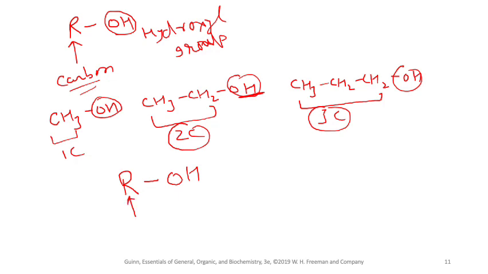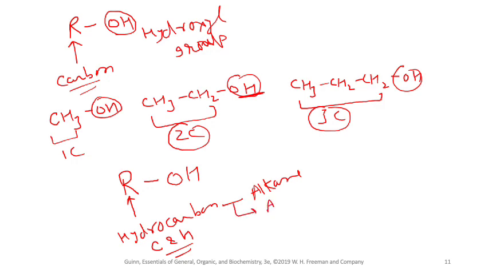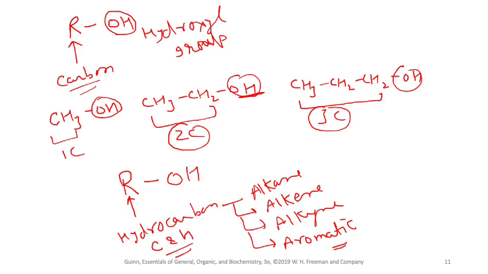So this R can be any hydrocarbon that contains carbon and hydrogen, right? So it can be a single bond, it can be an alkane, it can be an alkene, it can be an alkyne, or it can be an aromatic compound, right? So this R can be any of these hydrocarbons that we just learned. An alkane can be a cycloalkane too, right? So let's take an example.